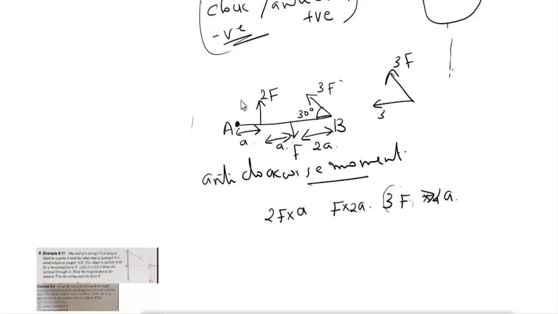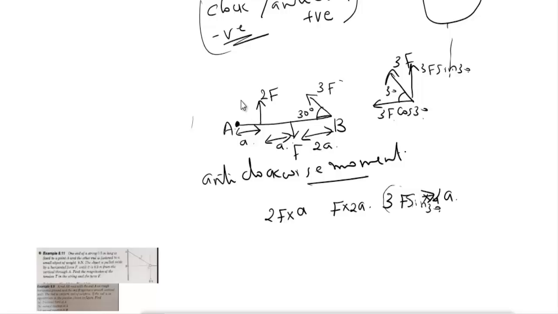So 3F cos 30 will be acting here, because near the 30 degree angle it will be cos, and this will be 3F sin 30. So it is force into perpendicular distance. Here, which is the force? 3F sin 30 will be the force acting on it, perpendicular, and the distance is 4A. So instead of 3F, here you need to consider 3F sin 30, because that is the perpendicular force which is acting.